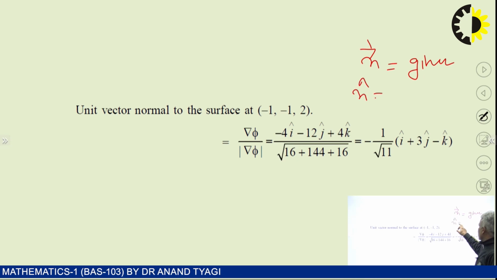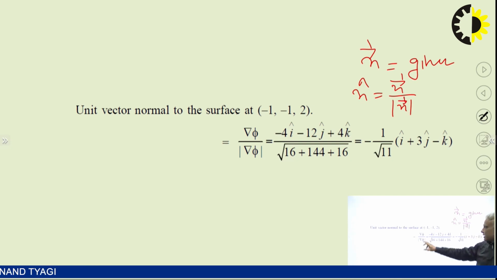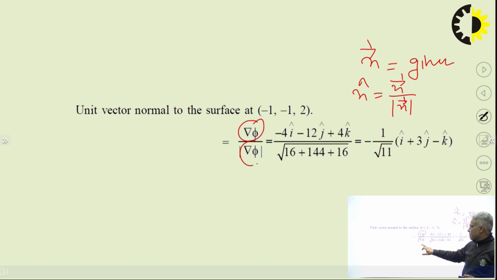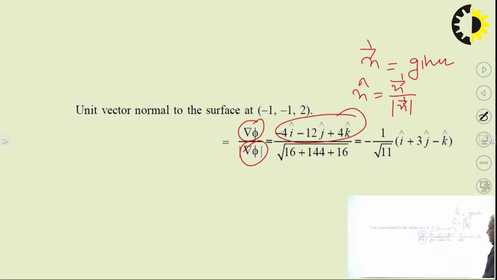So n cap is equal to vector n upon this, which is known as the grad phi, and this is the magnitude of grad phi, which represents the maximum normal to the surface. So in this way we write here del phi, and this is the magnitude of the vector del phi. So 4 4s are 16, 12, 144, and 4 4s are 16. Suppose we can calculate here.